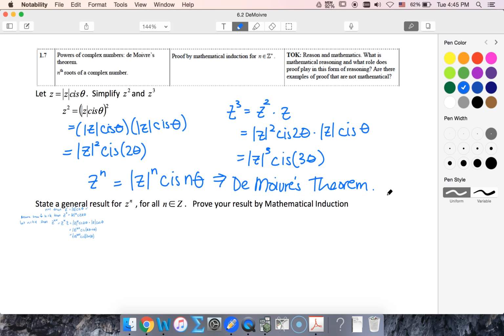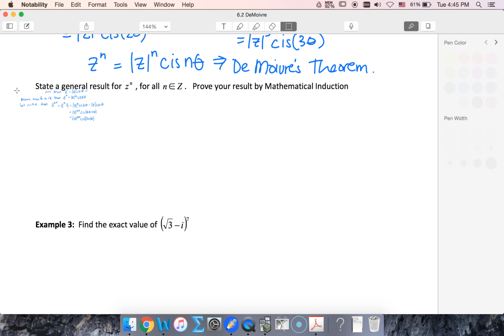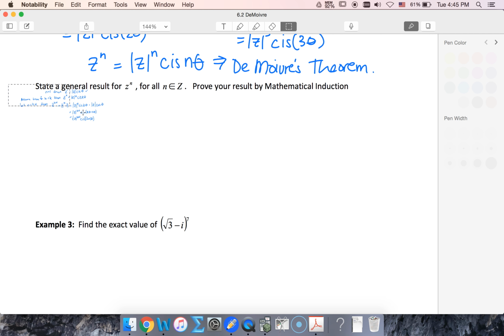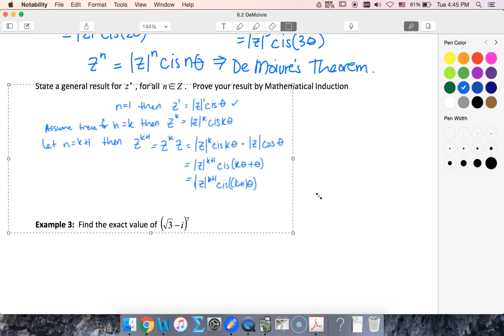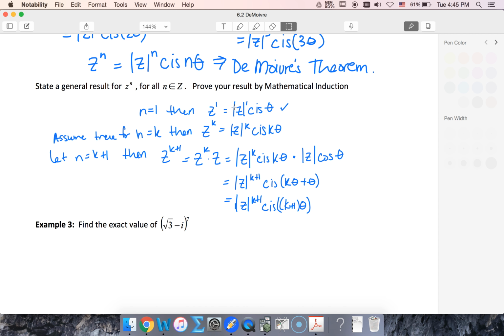Now I can prove De Moivre's theorem with induction, and I've already written this out for you so you don't have to watch me write every sentence. So we start our induction the typical way, and that is to prove that it's true for n equals 1. So of course, z to the first is just magnitude z cis theta. That's true. And then we assume true for n equals k.